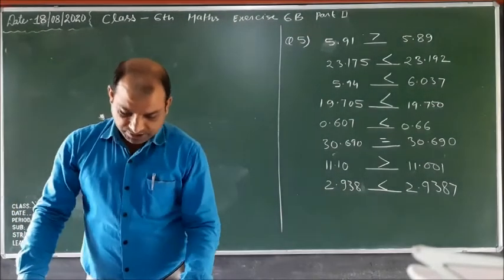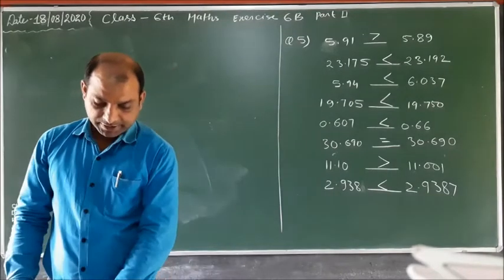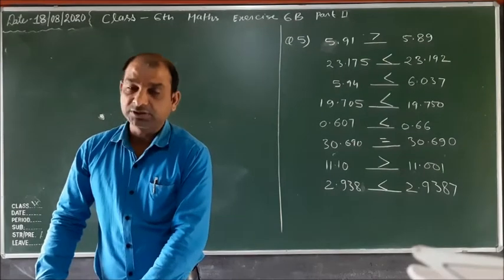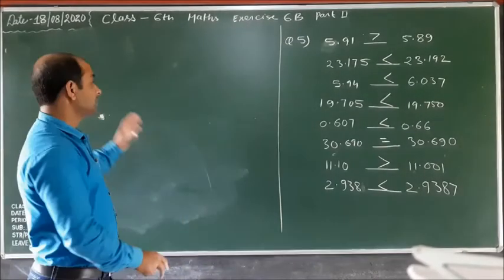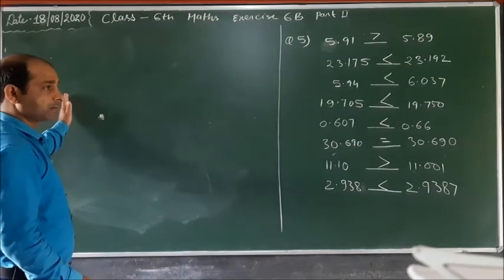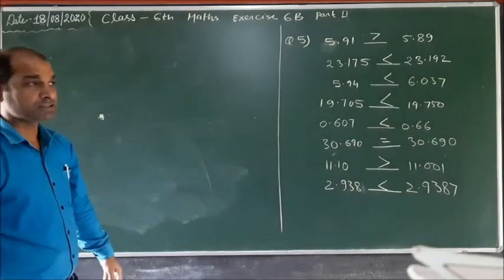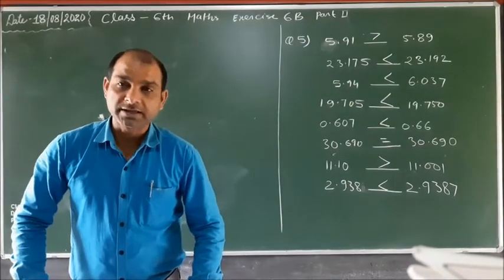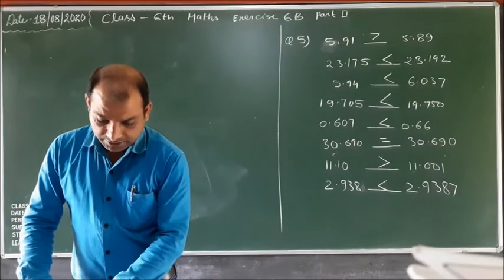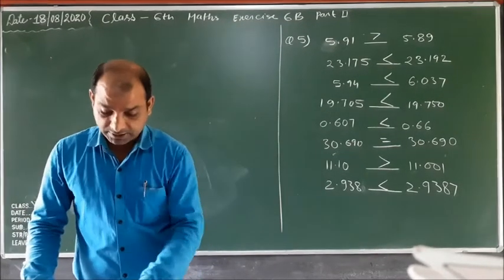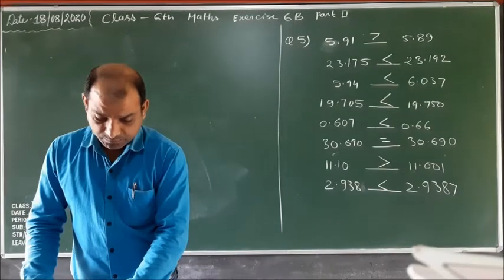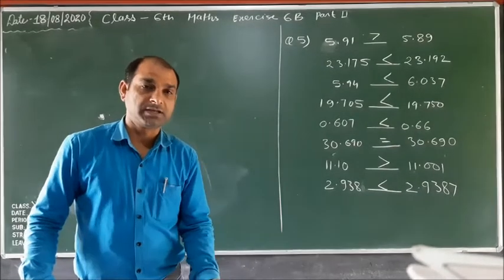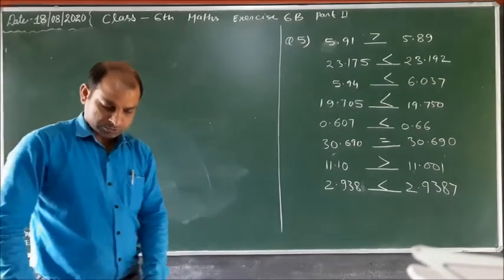Now question number 6 is: rearrange these decimal numbers in order of size, starting with the largest. Here we write the largest number first, then the smallest number last, just like a descending order. Here it is written starting with largest, which means we have to write in descending order, so no problem.